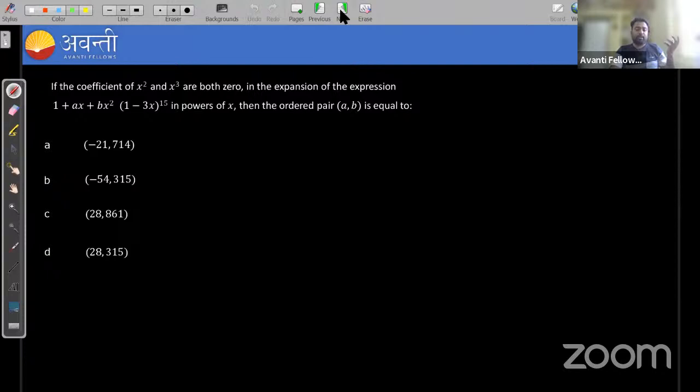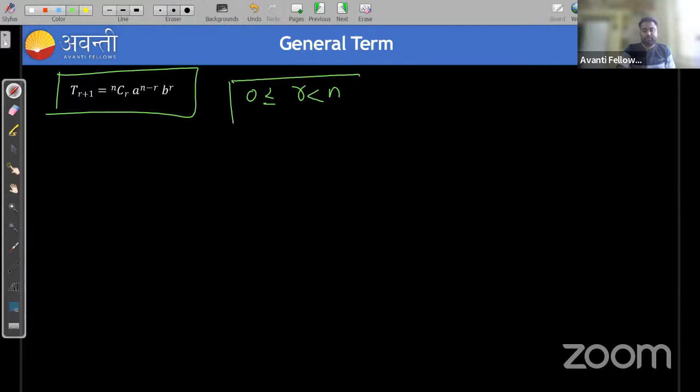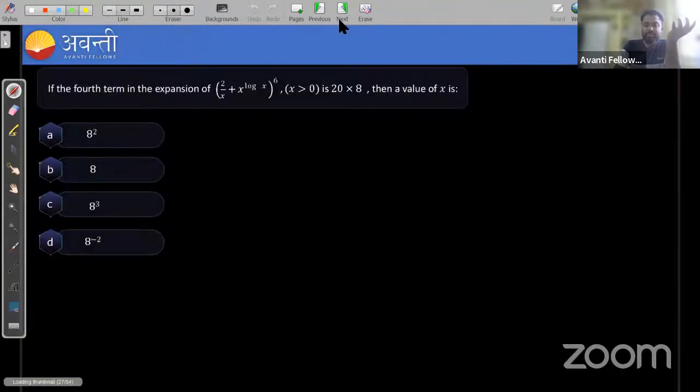Okay, let's move to the general term. Already we know what the general term is. So the general term is T(r+1) is equal to nCr a to the power n minus r b to the power r, where r lies between 0 to n. Yes or no? 0 to n. Is it or not? Yes. So now we'll solve one question from the general term.